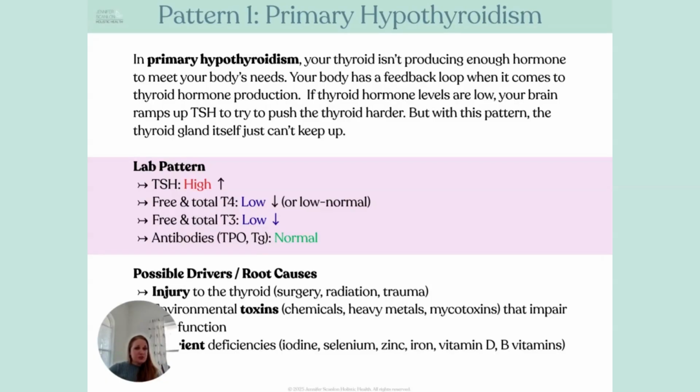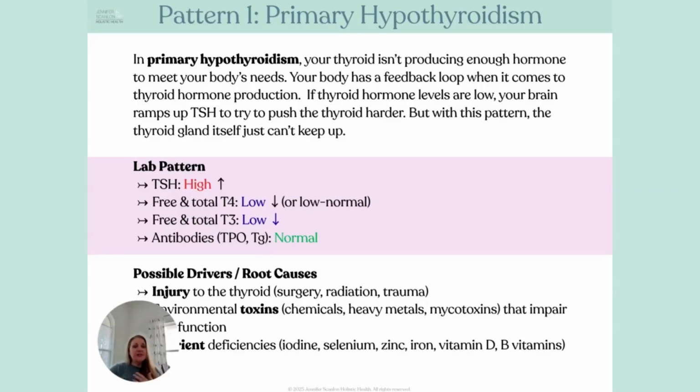Possible reasons or drivers of primary hypothyroidism are injury to your thyroid, surgery, radiation, trauma, if you got hit in the neck really hard, something that has destroyed your thyroid's ability to actually make thyroid hormones. Other things that can cause primary hypothyroidism are environmental toxins. Some chemicals, heavy metals, and mycotoxins can impair thyroid function, so it just cannot make the thyroid hormone that it needs to make.